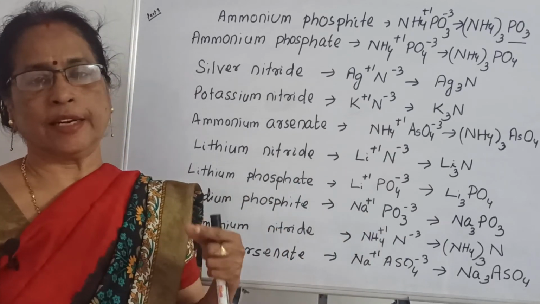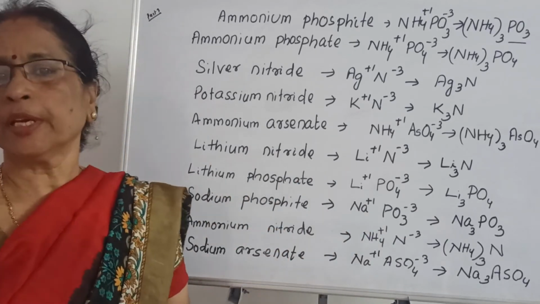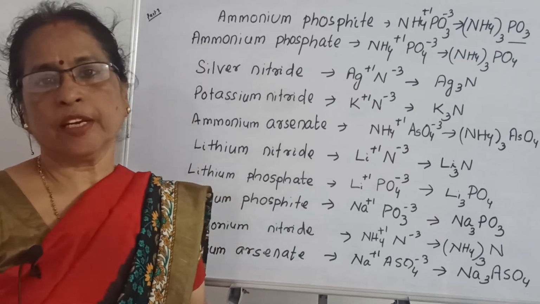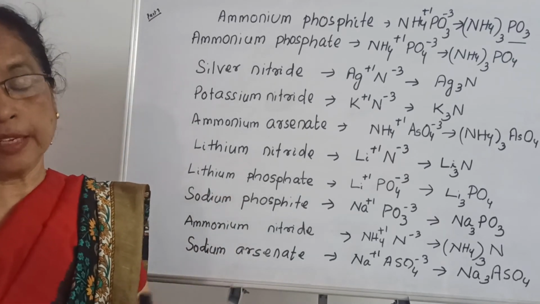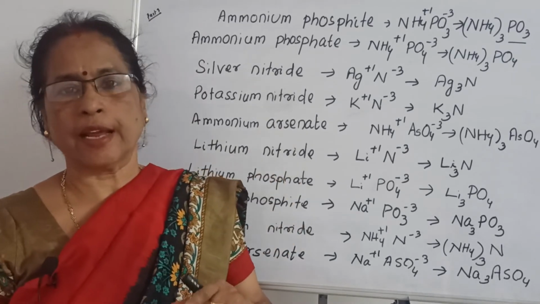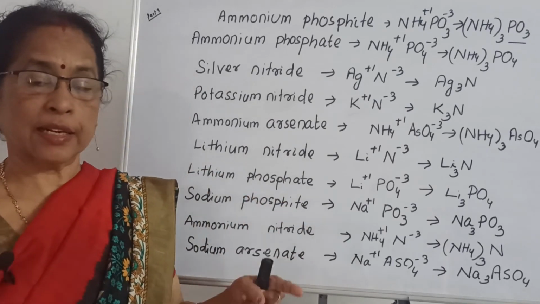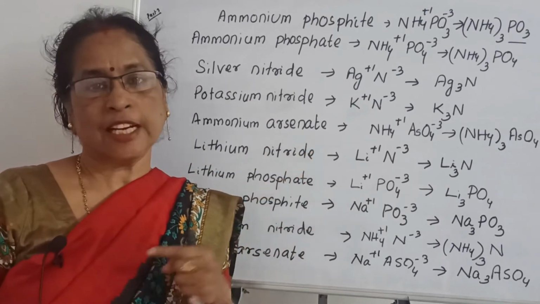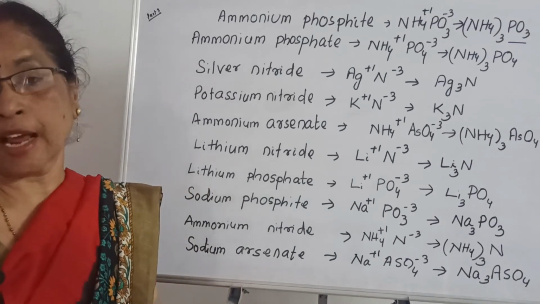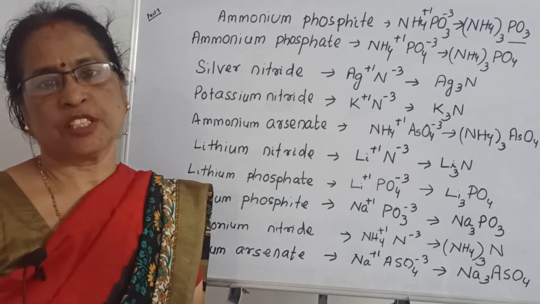In the coming video, I will explain divalent cation and monovalent anion. Divalent cation means it belongs to the second group. Monovalent anion means having a minus 1 charge.